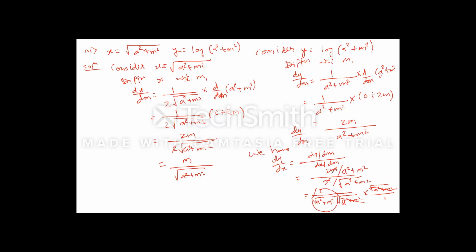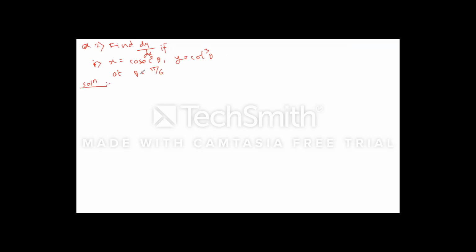So students, in this way we can solve the remaining problems from question 1. Now we are going to discuss questions given in the second part. We are going to solve the problems from question 2. Students, we are going to find the value of dy by dx at theta equals pi by 6. So first we are going to consider x equals cosec square theta.